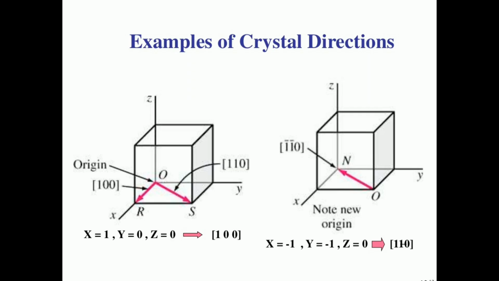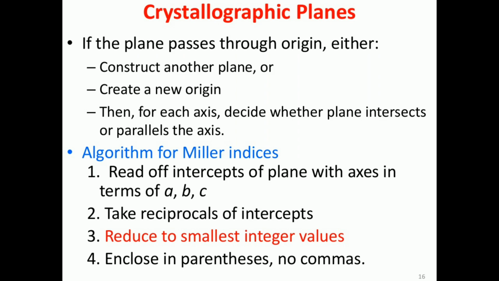If the plane passes through the origin, then either construct another plane or create a new origin. Then, for each axis, determine where the plane intercepts or is parallel to the axis. The algorithm of the Miller indices: take the intercepts of the plane with the axes in terms of a, b, c, take the reciprocal of the intercepts, and reduce to the smallest integer values. Then include the parentheses, with no commas.